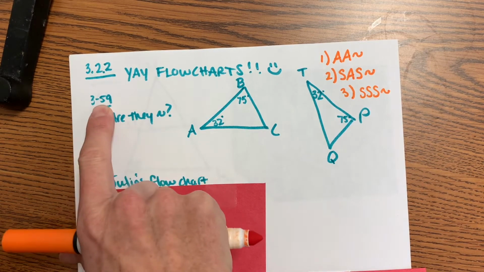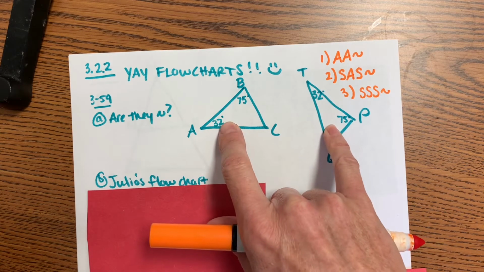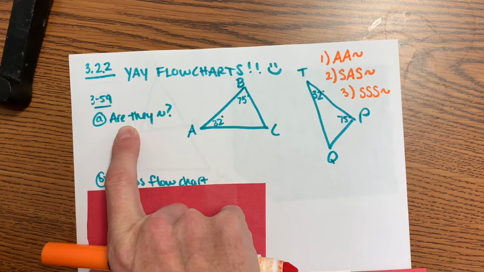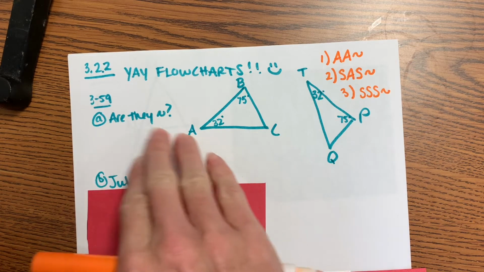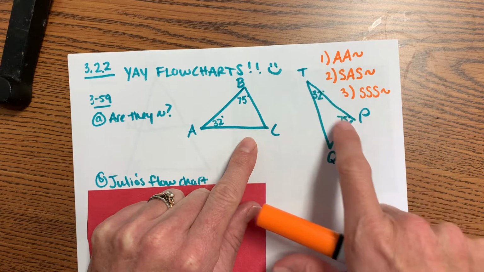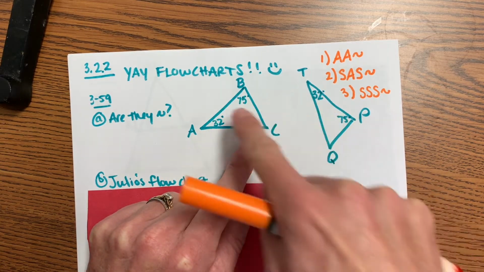So the first problem in the lesson is 3-59. They give you these 2 triangles pictured and they ask you if they're similar and they ask you to write it in a sentence. I'm not going to write it all out in a sentence, but let's analyze the 2 pictures. I noticed 2 angles here, 2 angles here. There are no sides and no sides.